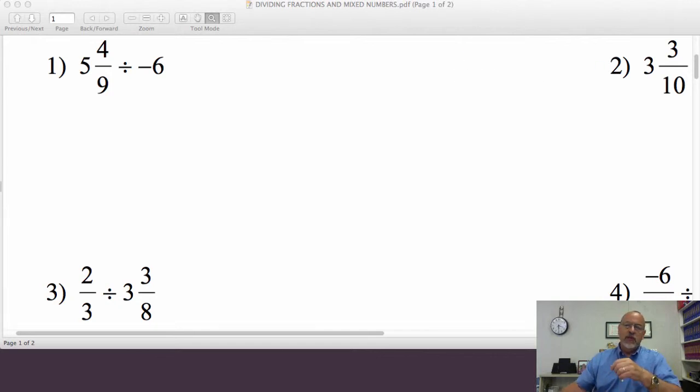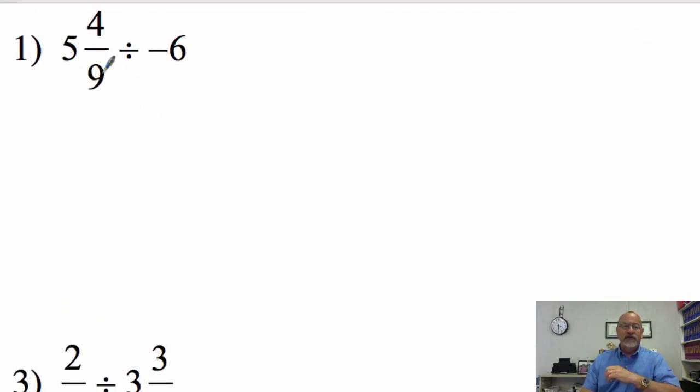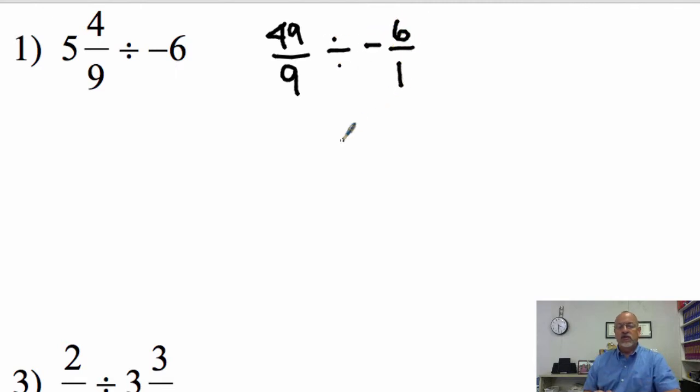First thing on number 1 here, we do have a mixed number, so we want to change it into its improper fraction form. So 9 times 5 is 45 and 4 is 49. So we have 49 over 9 divided by now a -6, and we're going to put that integer over 1. Now, even though I would want to reduce the 9 and the 6, I cannot, because we cannot pre-reduce over any kind of sign. So we're going to go to the next step of dividing.